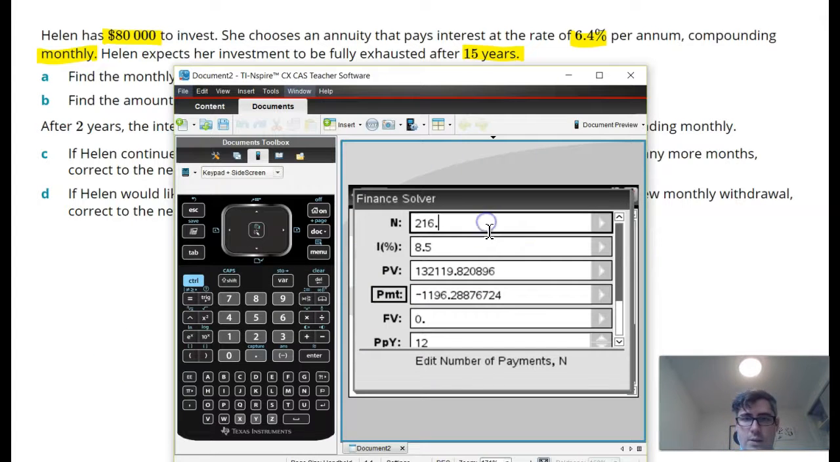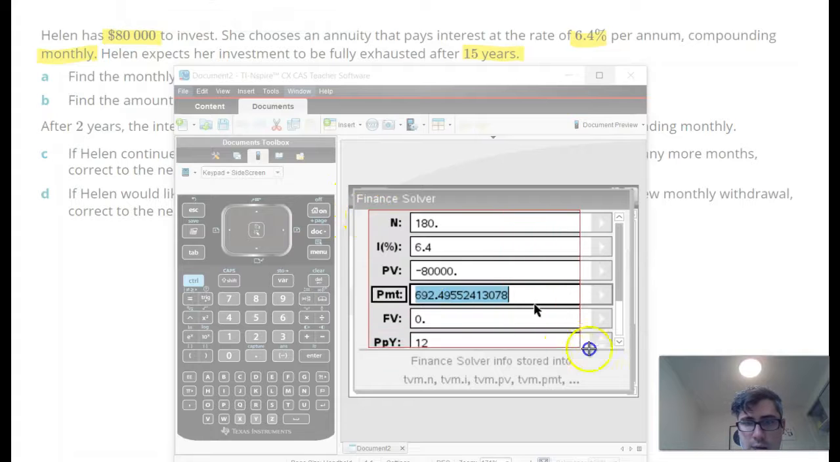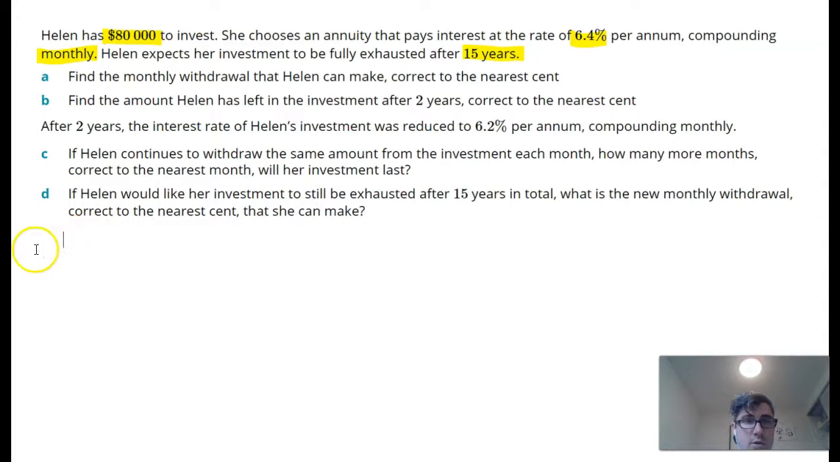So finance solver, because we've got regular payments as well as interest. So 15 years is 15 times 12, 6.4. PV is a negative 80,000 because it's gone into the bank's account, because it goes from hers to the investment, whatever it's invested in. PMT is going to be unknown, and FV is going to be 0, and that will give us a withdrawal amount of 692.49. So that's how much she can take out if she's going to run it out in 180 payments.